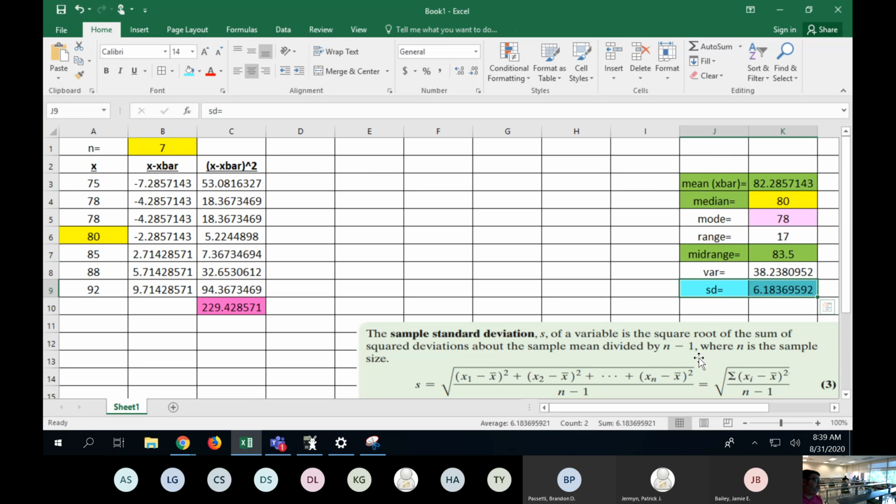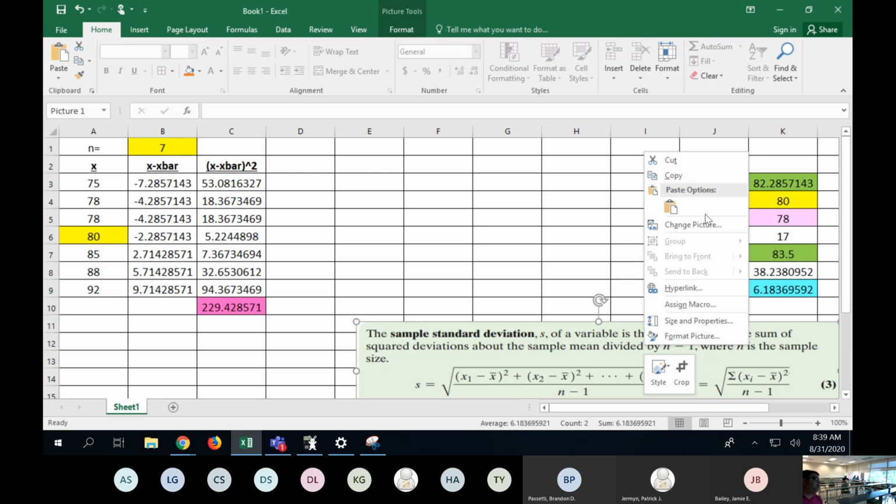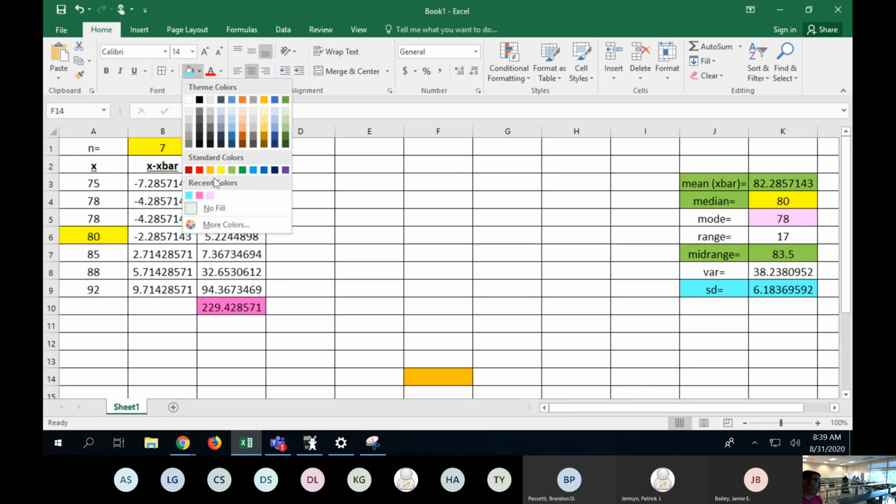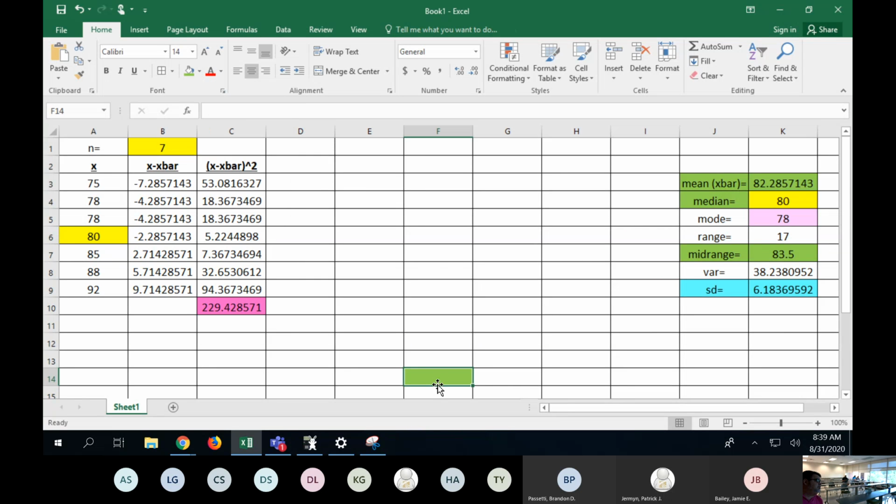So I'm going to get rid of the formula here. If y'all don't mind, I'm going to get rid of that. And I'm going to put the normal distribution curve down here. And that number right there is going to be our mean. Okay, right here. So I'm going to put that in green. And that's going to equal that number right there.